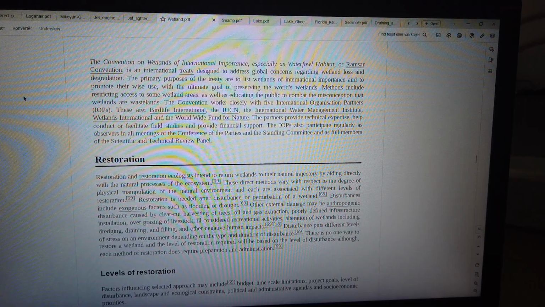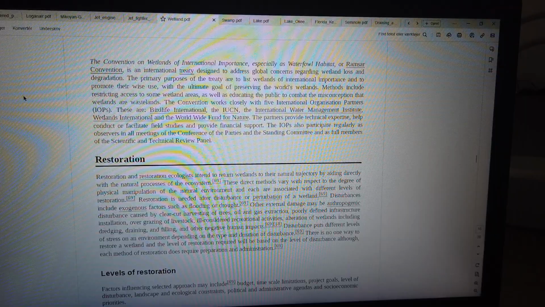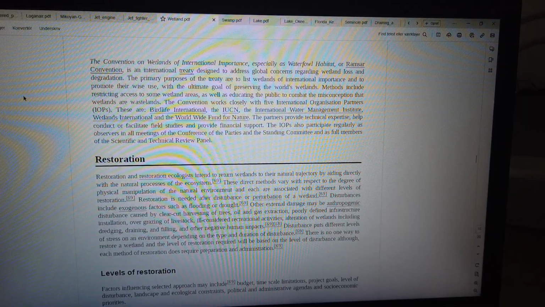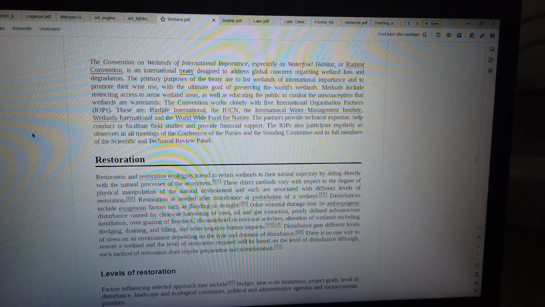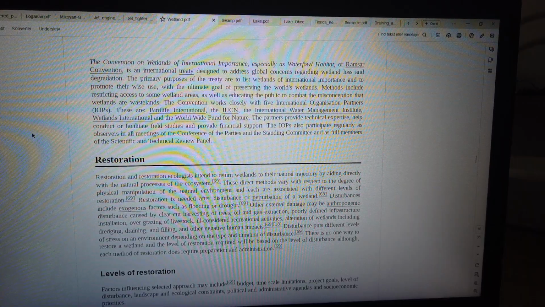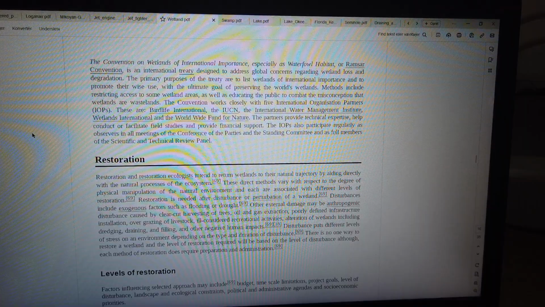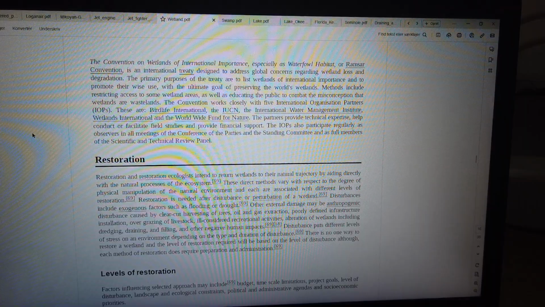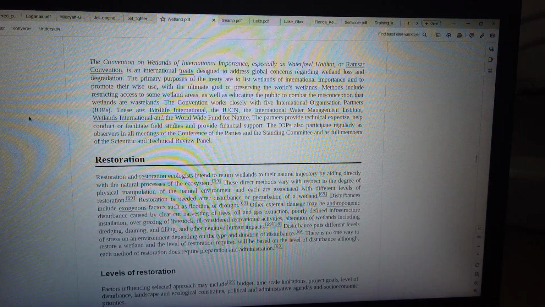Methods include restricting access to some wetland areas, as well as educating the public to combat the misconception that wetlands are wastelands. The convention works closely with 5 International Organization Partners, IOPs. These are BirdLife International, the IUCN, the International Water Management Institute, Wetlands International, and the Worldwide Fund for Nature.